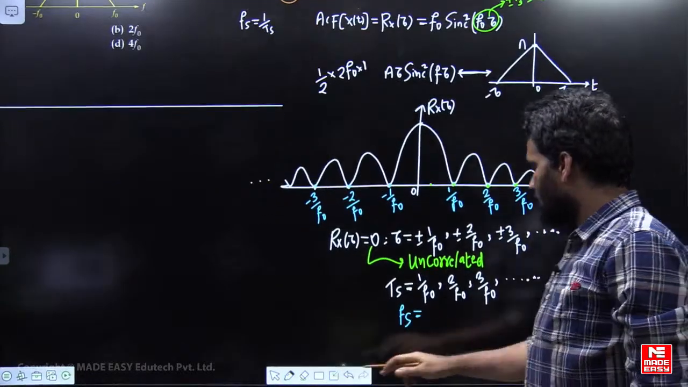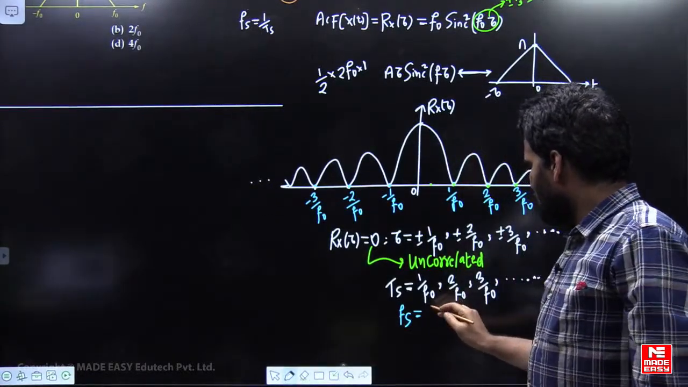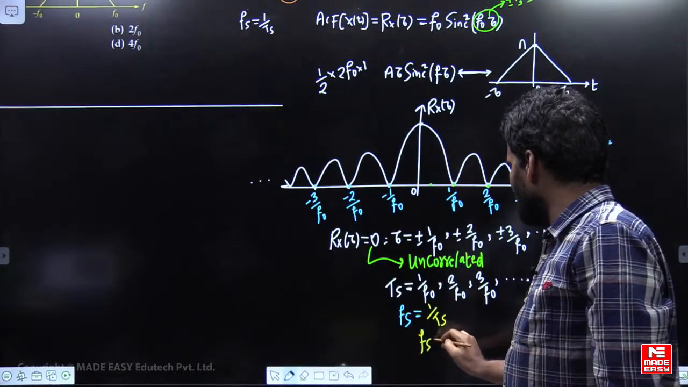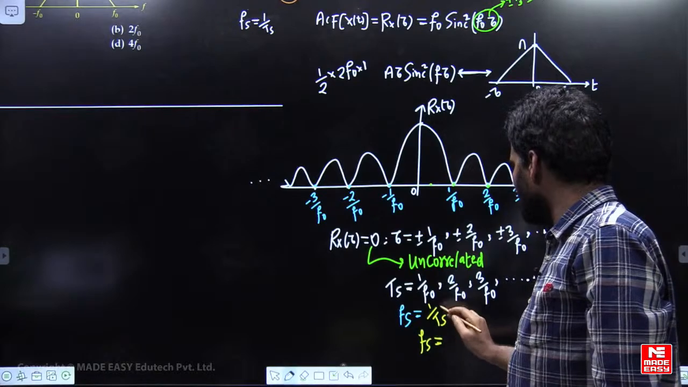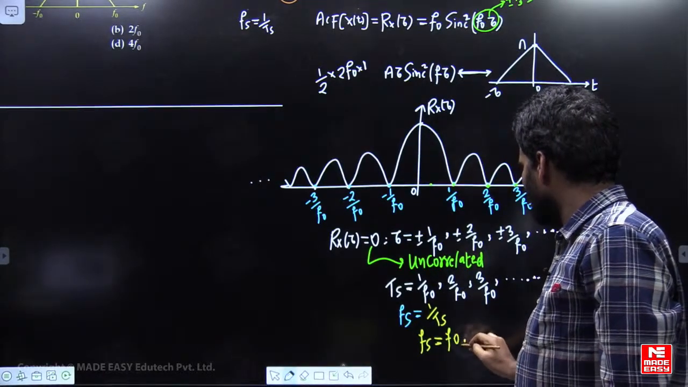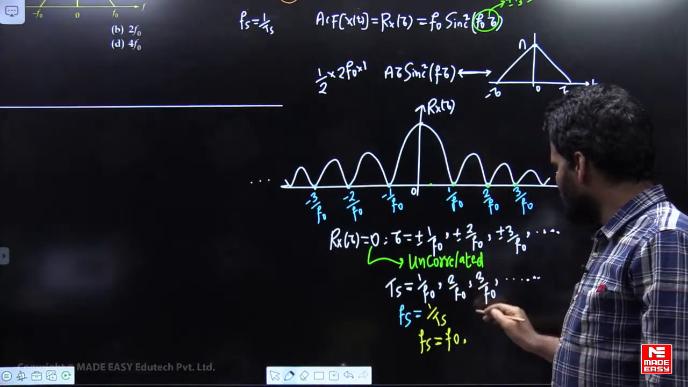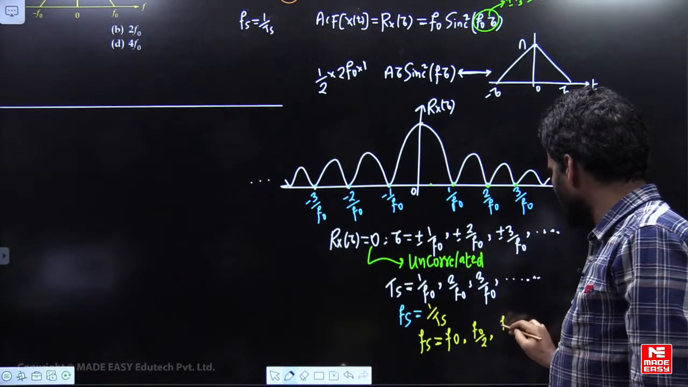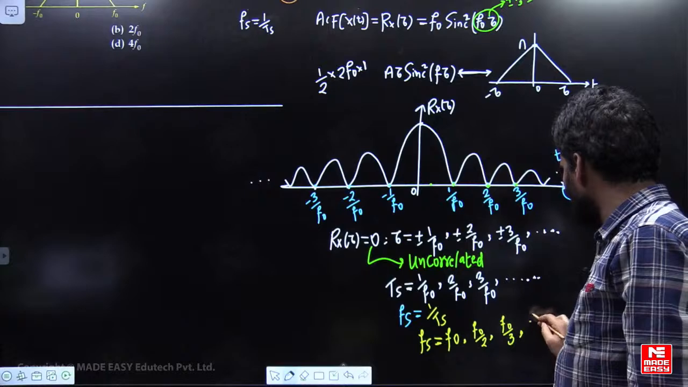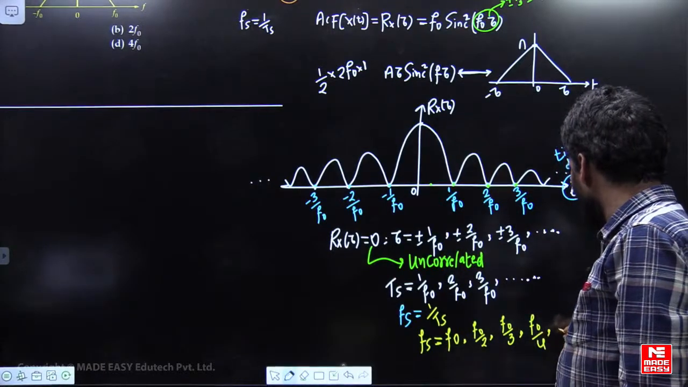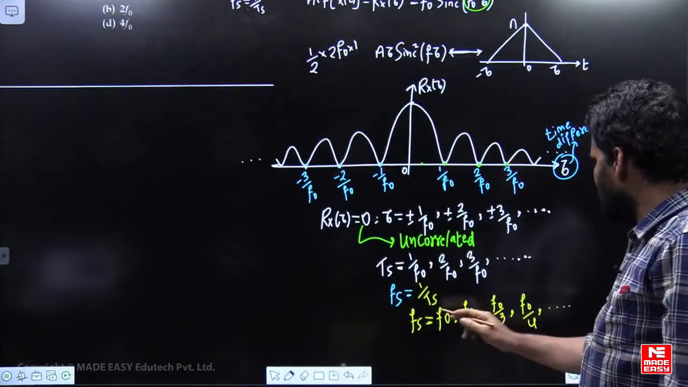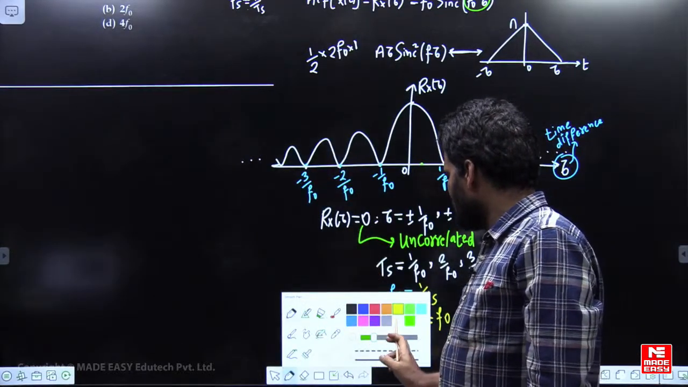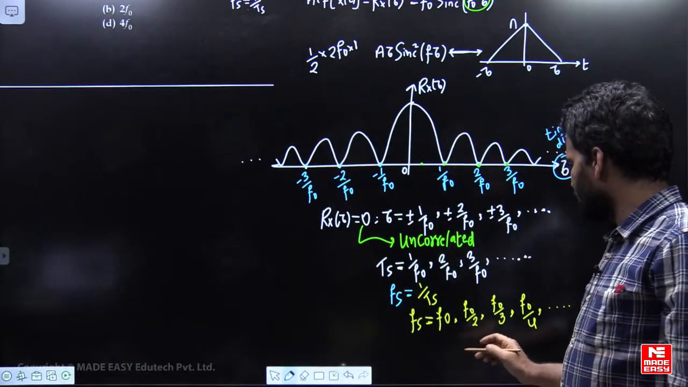Then what will be the corresponding sampling rates here? Fs is 1 upon Ts, no? So I can say the sampling rate Fs is equal to f naught, f naught by 2, f naught by 3, f naught by 4. For these respective sampling rates, the corresponding sample points are uncorrelated, I can say.